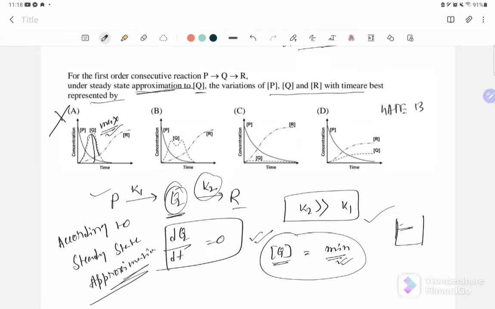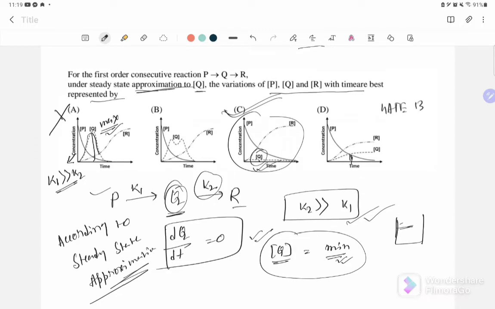Okay, this is not the correct option, because for this graph the condition will be K1 is much greater than K2, but our condition is K2 is greater than K1. So B is also not correct. The minimum is for C. You can see that the concentration of Q is very low for that graph, so this will be our correct option. D is also not the minimum. So option C is the correct option.